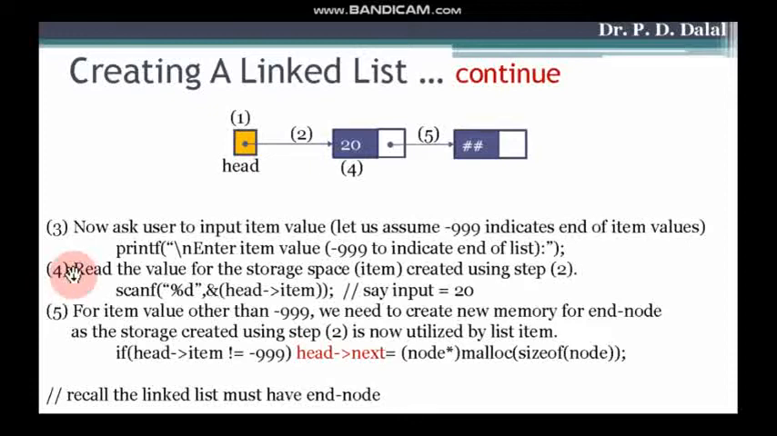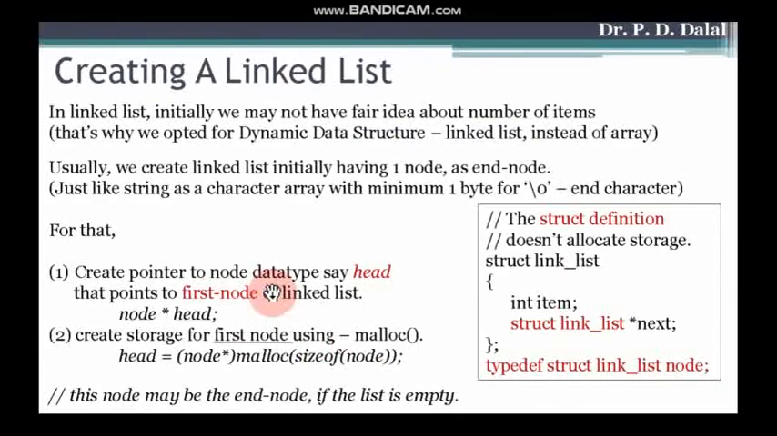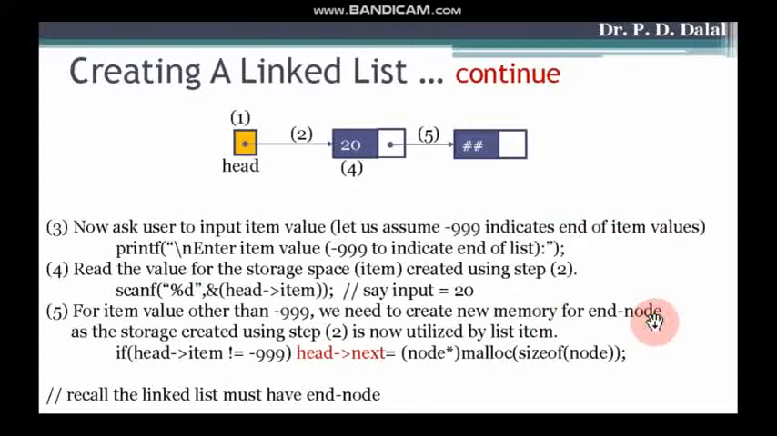The fourth step, we read this value in item, so we write scanf percentage d head arrow item. We know that if we want to access an element of a structure by pointer, then we use the arrow operator. So if this is the structure and the pointer to the structure is head, then we can scan this item value by writing head arrow item and head arrow next. So we know that with a pointer we use the arrow operator.